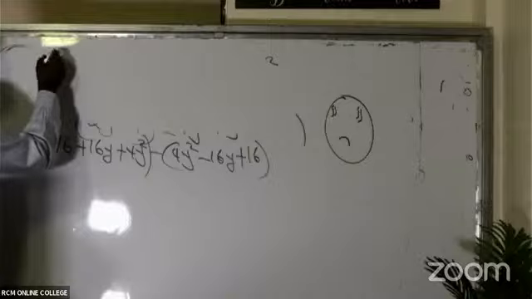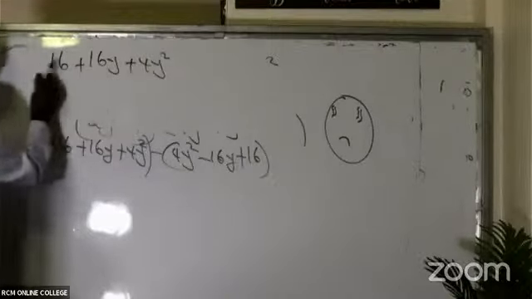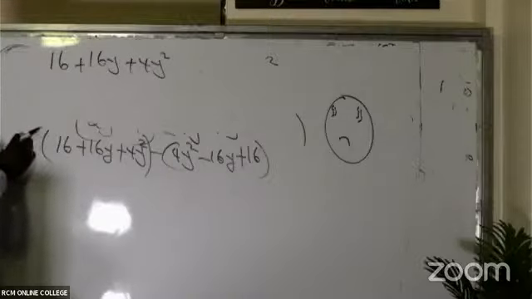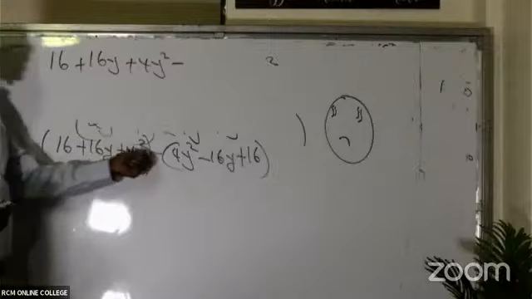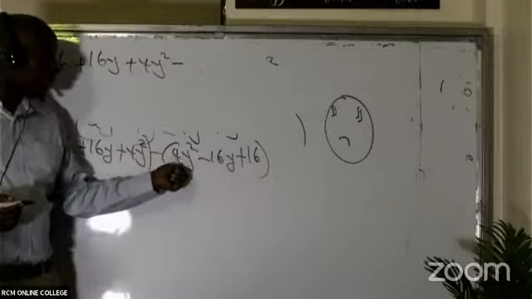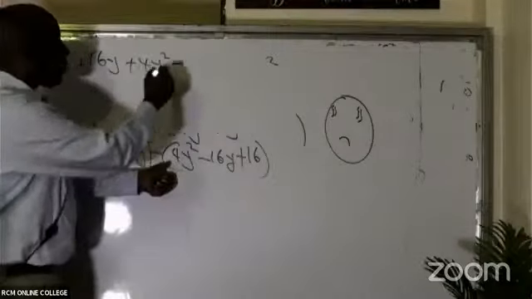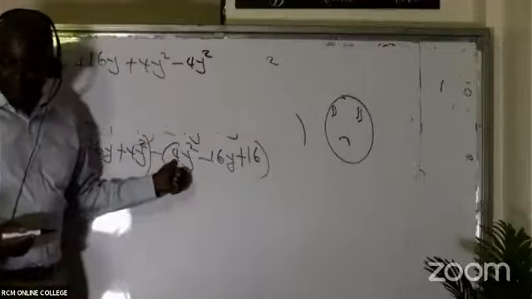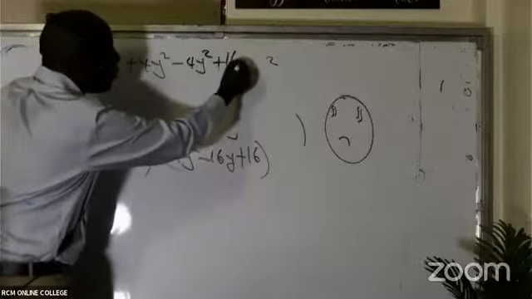So we have here 16 plus 16y plus 4y squared, because outside here we have an implied positive 1. But now when we come here, ladies and gentlemen, negative is a dangerous sign. Whenever it is outside the brackets, all the terms inside must change. So we have minus 4y squared. This was positive initially, now it becomes minus. And this will become positive, so now we have positive 16y.